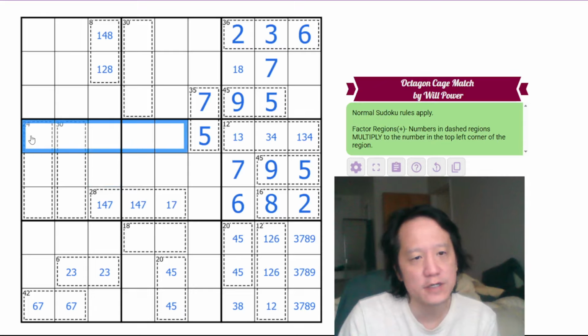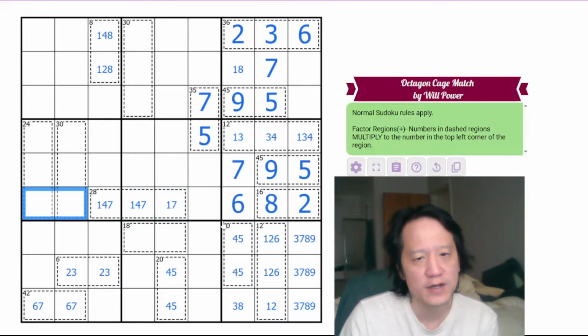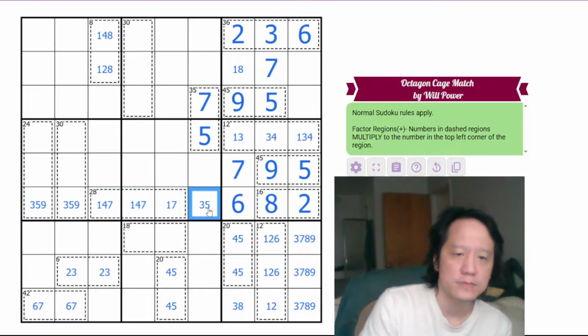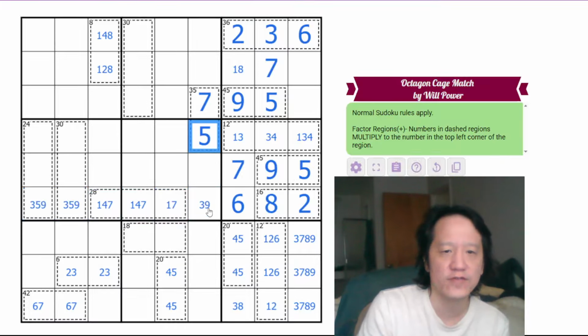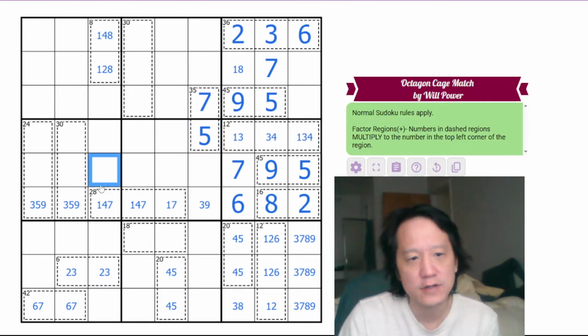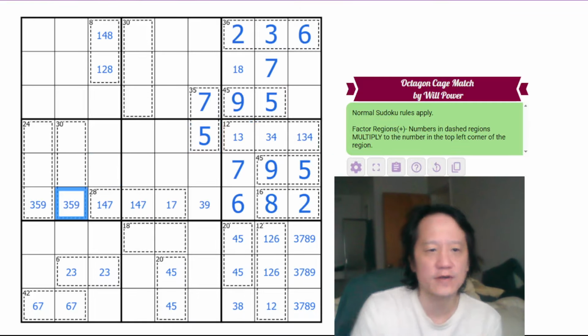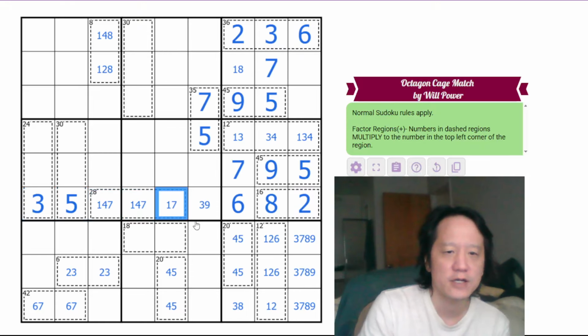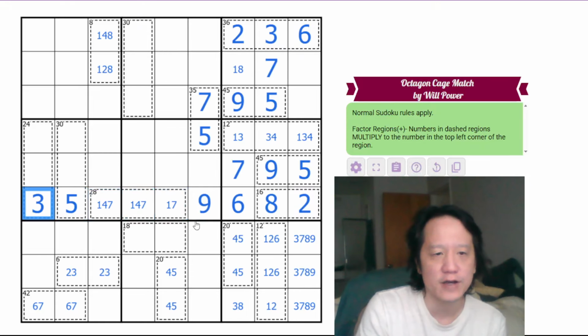Remaining digits in row 6. It has to be 3, 5, and 9. And this can't be 5 because of the 5 in the box. This has to have a 5 because it's divisible by 5. So that means this has to be a 5 here, which means this cannot be 5. 9 doesn't multiply to 24, so this must be 3. So this has to be 3 and 5 and 9.